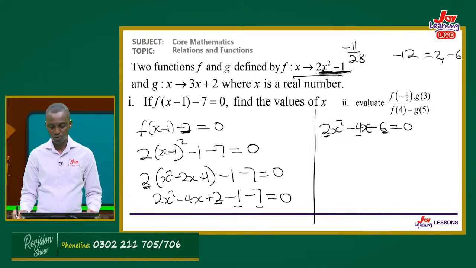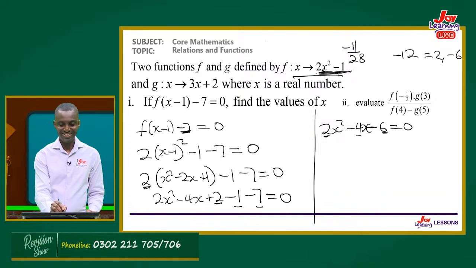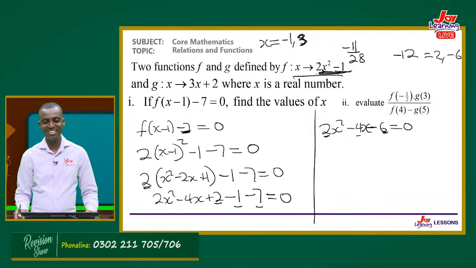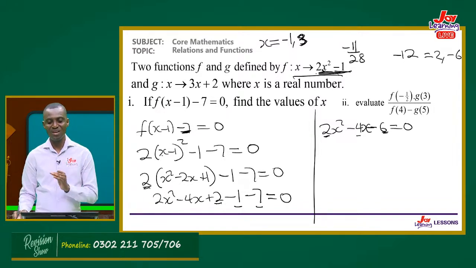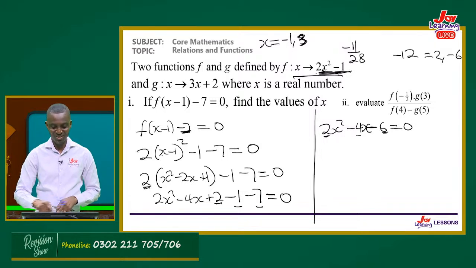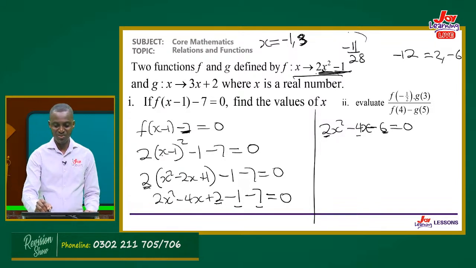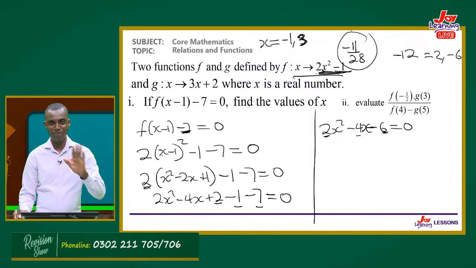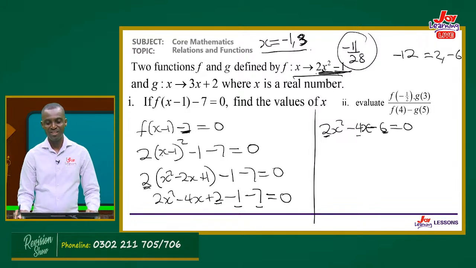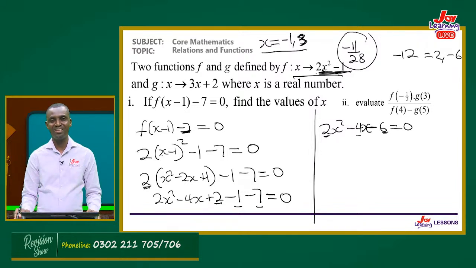x is negative 1 or x is equal to 3. Good. And since you are the last caller, I will say yes to your answer because nobody will call again. So your answer is perfectly correct. What about the second one? The second one, I'm not done with it. Okay. The last but one caller gave us the second one to be negative 11 over 28, which is perfectly correct. And then Simon has also given us negative 1 and positive 3, which is also perfectly correct.